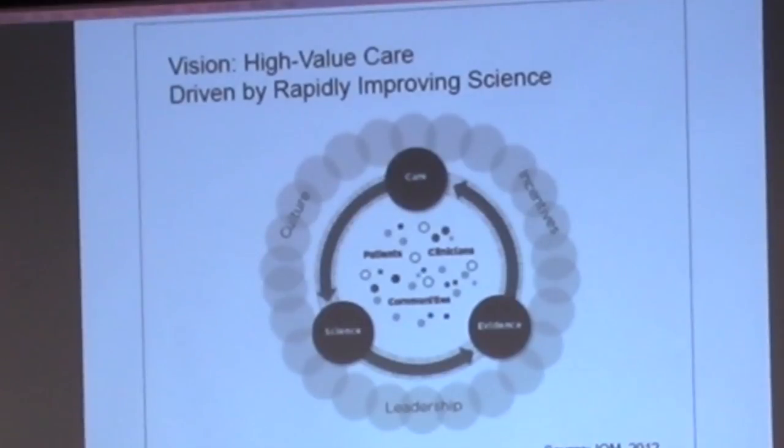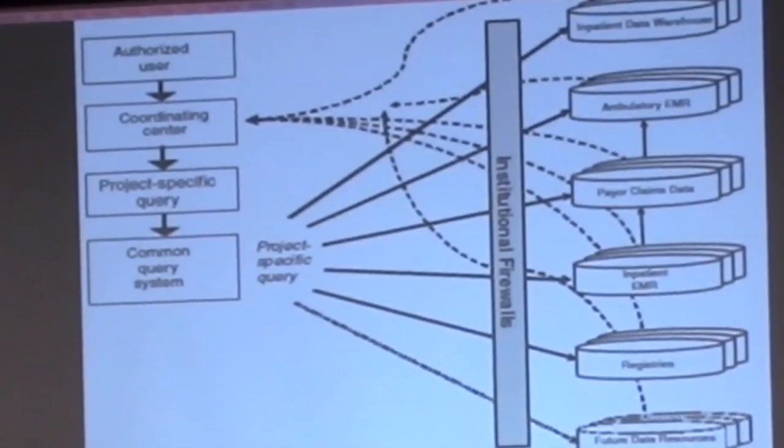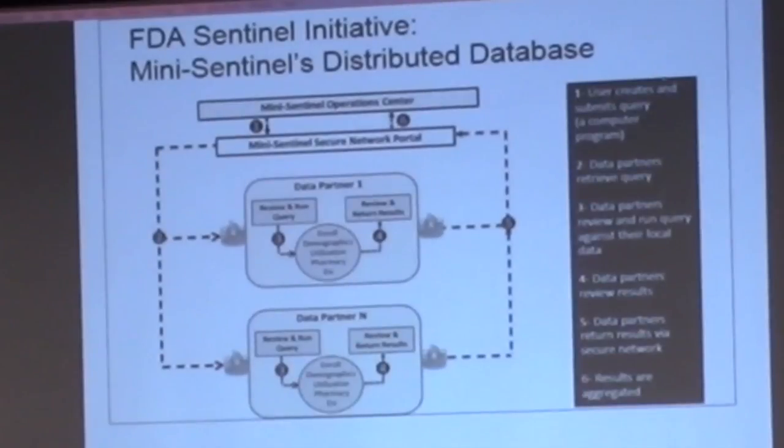I don't have a lot of time to go into this, but there's firewalls in terms of when you do queries and then you want your answers. All this has to be worked out. It's very complicated. And then there's the Sentinel initiative from the FDA, which is very complicated. But the point is, you submit your query, the data partners retrieve the query, they review and run the query, they review the results, and then they spit it back to you. You get an aggregated piece here, which is very cool.